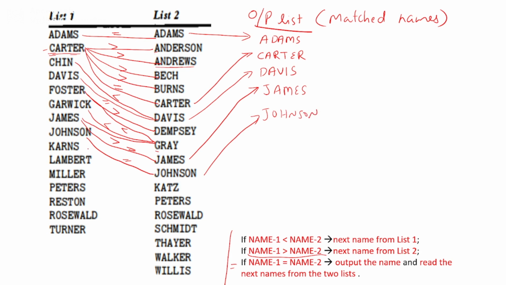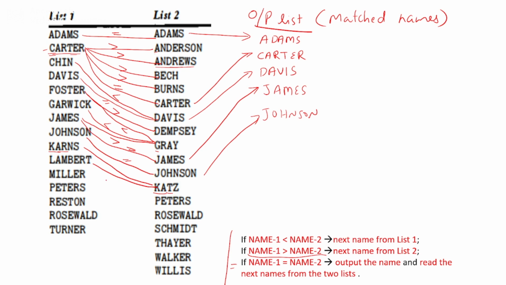And then comes Cans and Cats. So CA, there is a match, and again if you go CAT, so obviously CAT is bigger than CAR, so name 1 is less than name 2, so you need to take the next name from list 1. So this and this I need to match now.